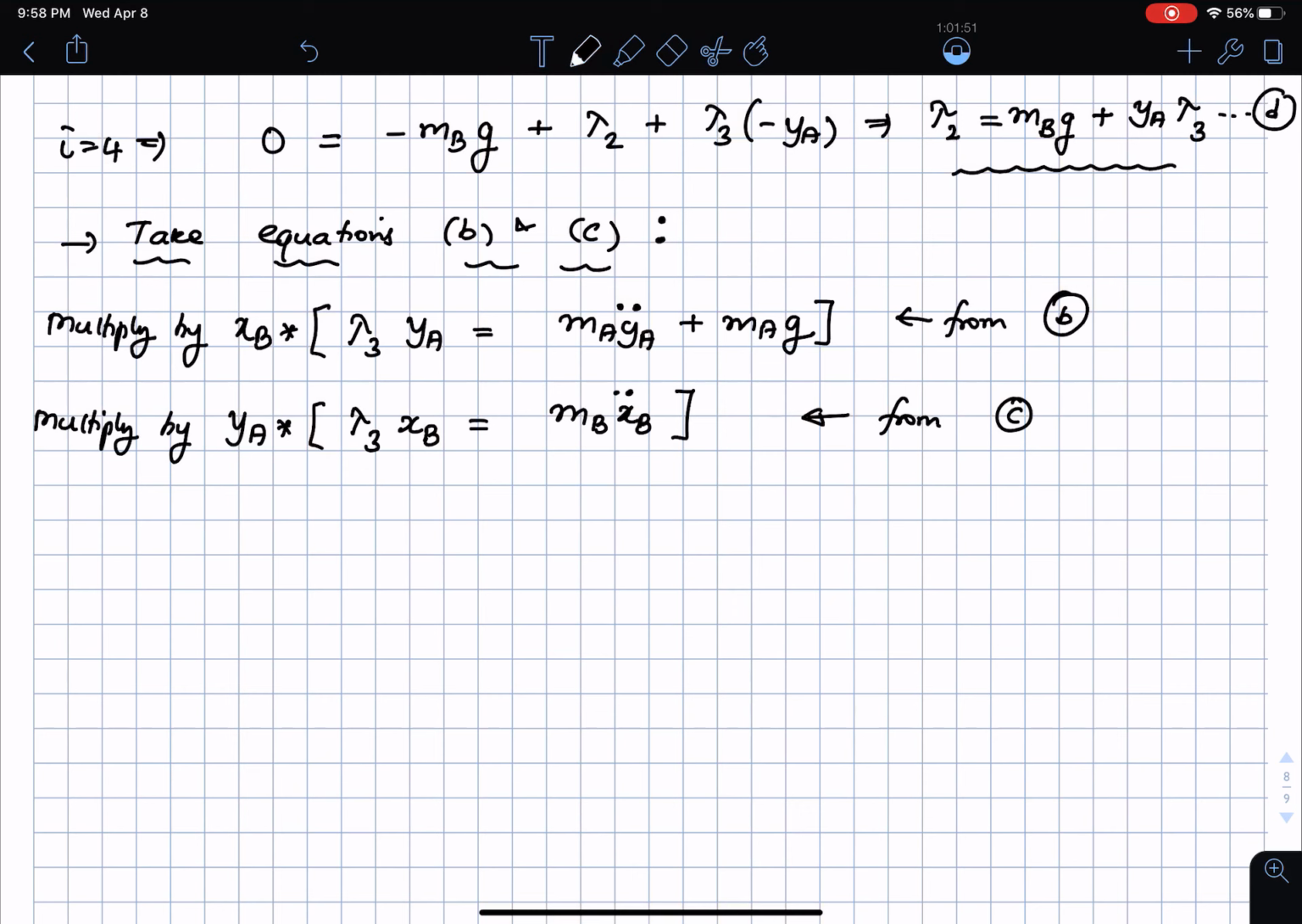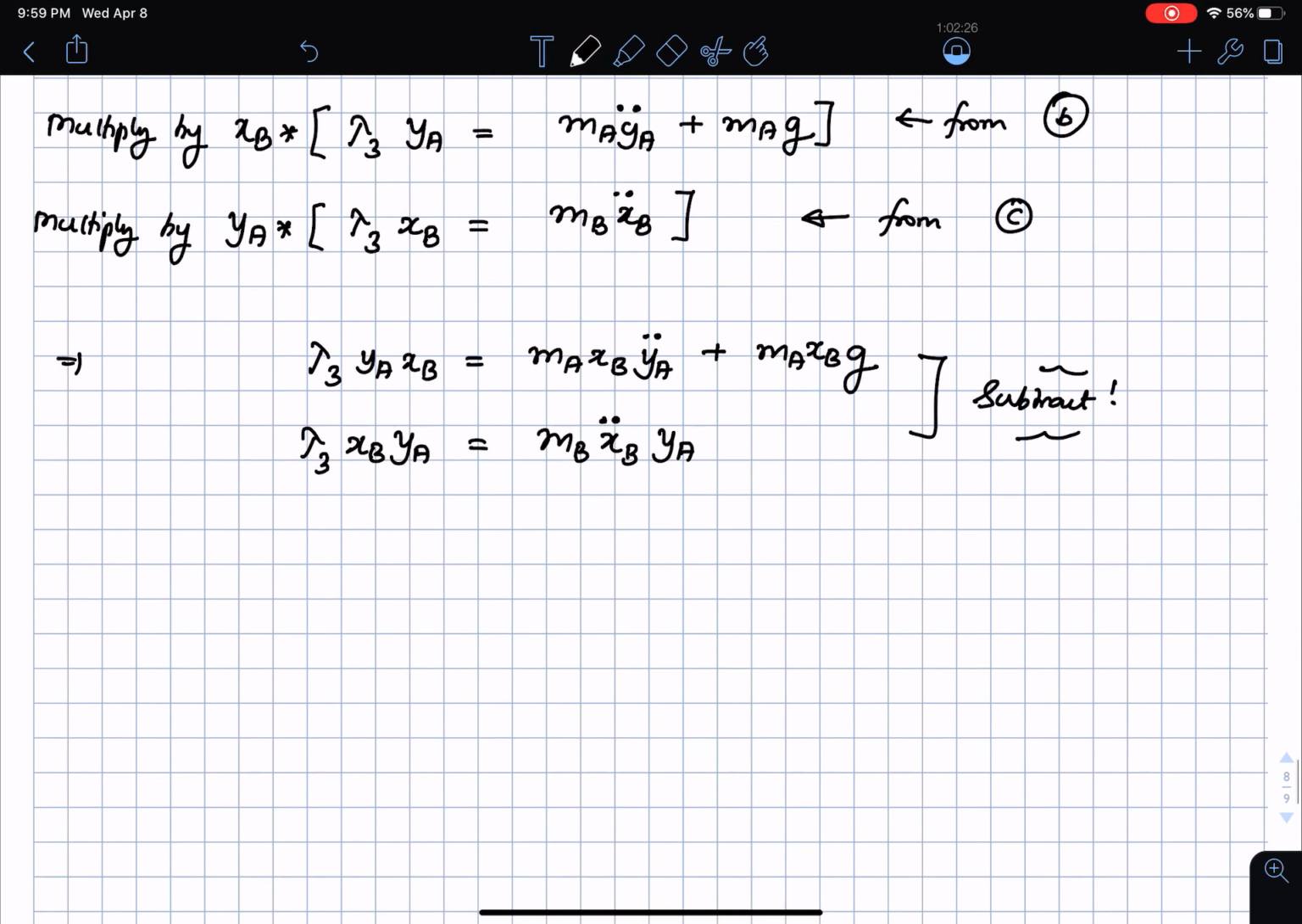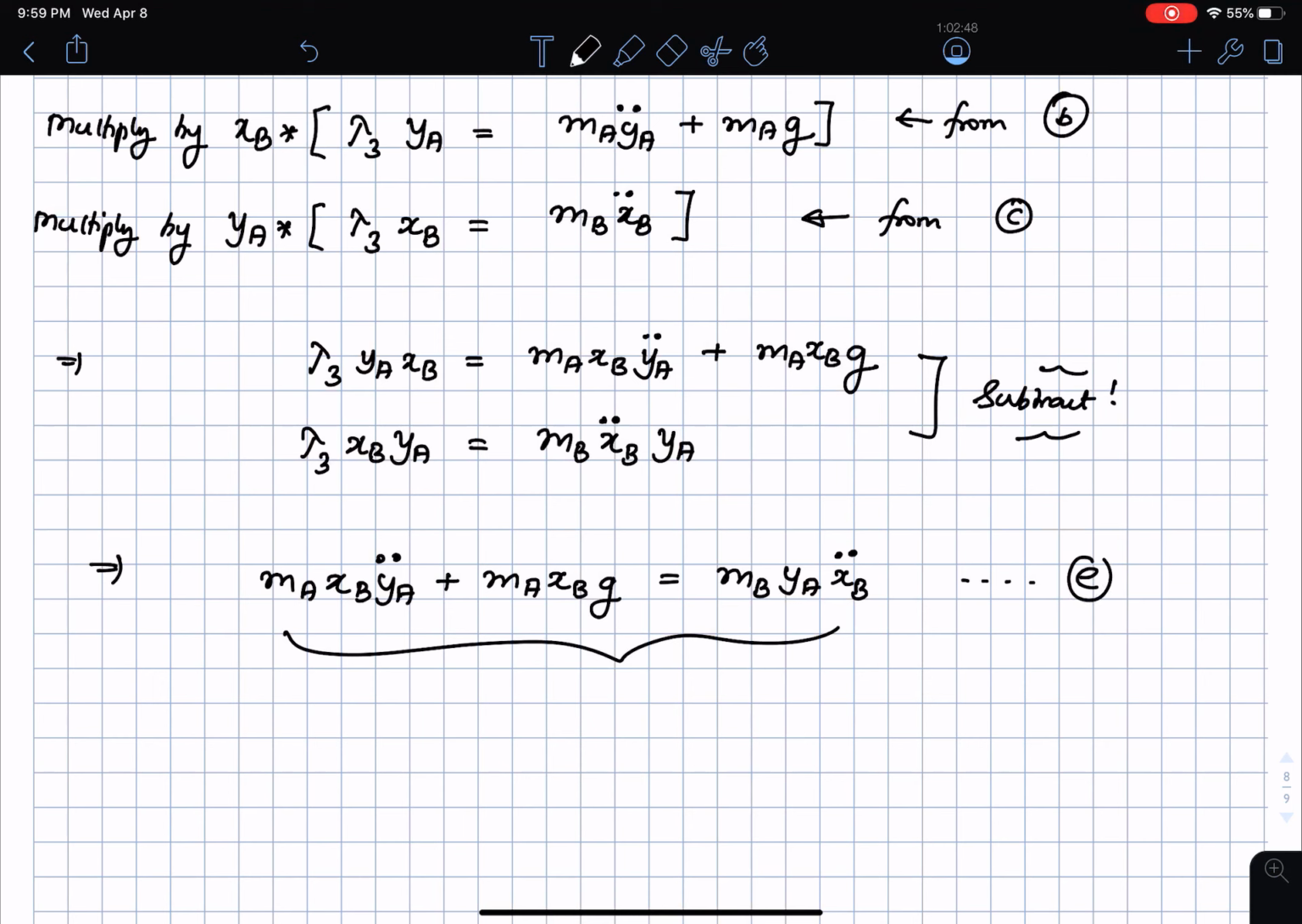Which means that I'm going to get the following now. I have lambda 3 ya xb is equal to ma xb ya double dot plus ma xb times g. Lambda 3 times xb times ya, same thing, is mb xb double dot times ya. And then if I subtract the two equations, here is what I end up getting: ma xb ya double dot plus ma xb g is equal to mb ya xb double dot. I'm going to call this equation E. This is a crucial equation. So I have equations A, B, C, D, and E.